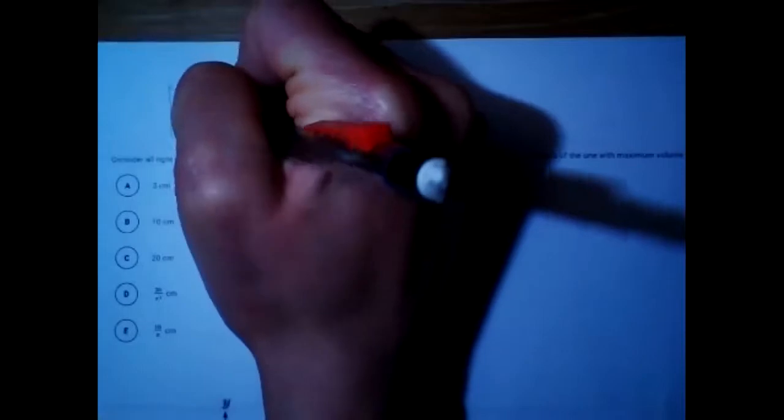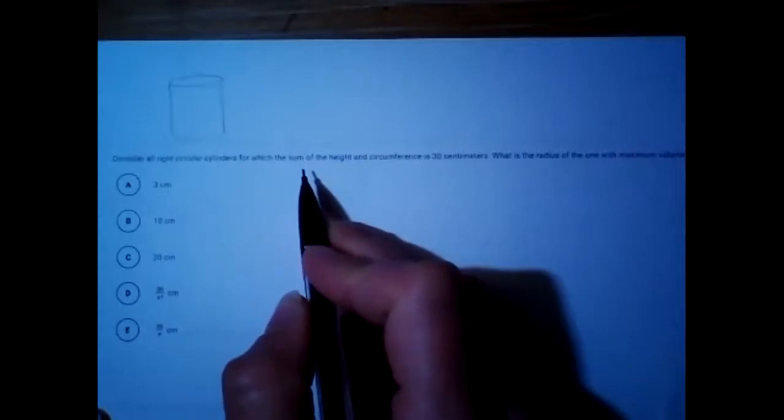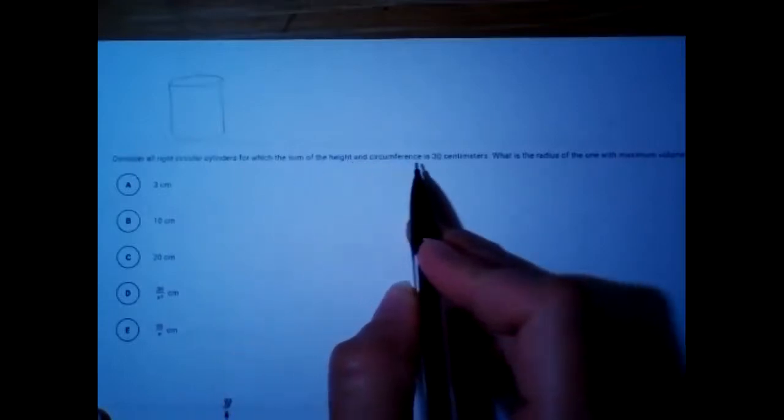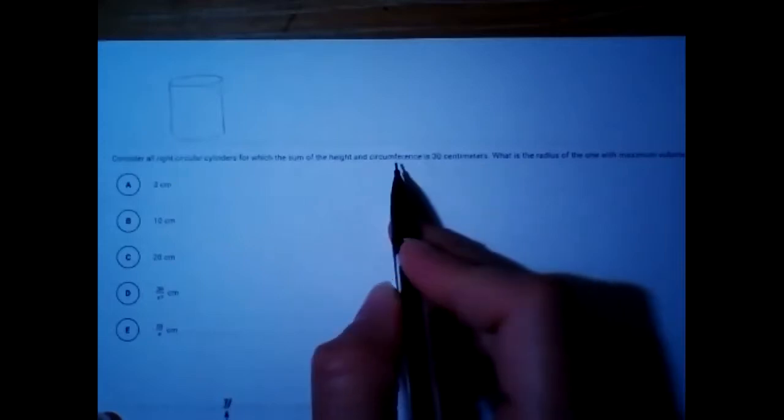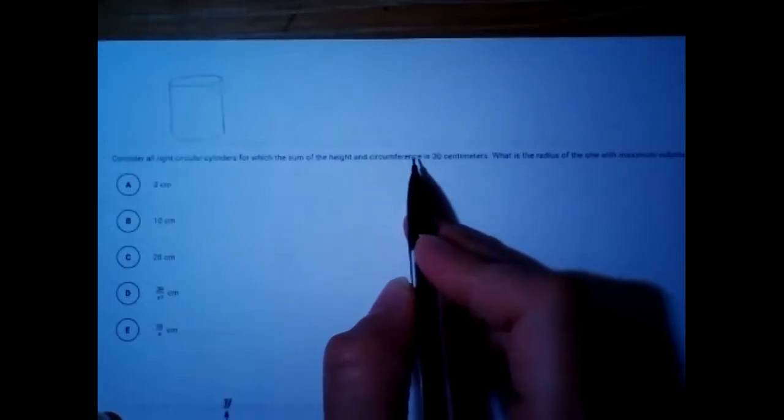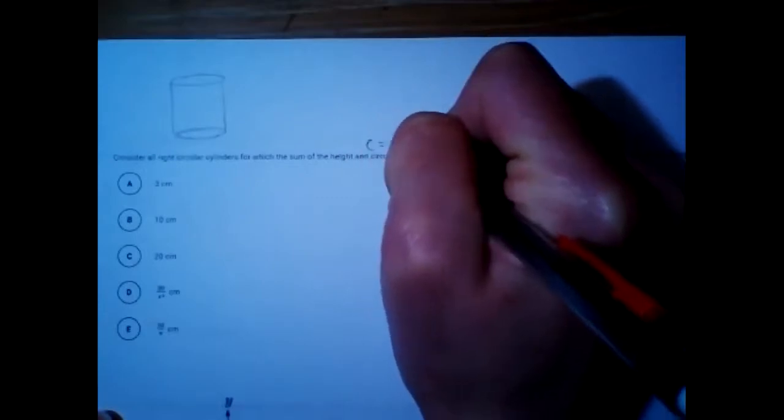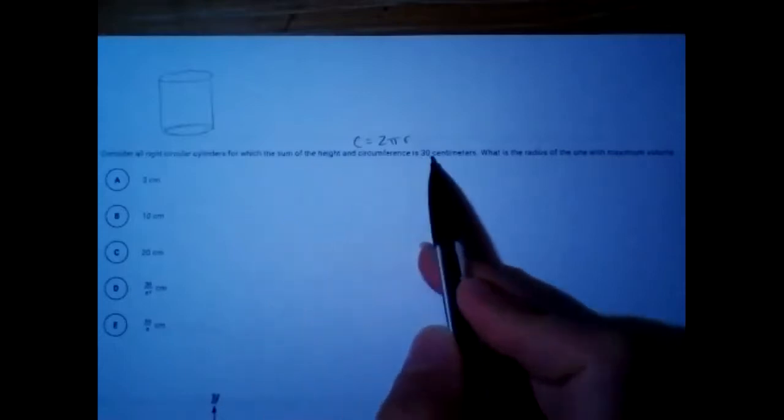So consider all right circular cylinders. Just to give you a visual, not that we're really going to need a picture here, but this is what a cylinder is when they say that, like a Campbell's soup can. It says the sum, so that means adding, of the height and the circumference is 30 centimeters. They don't give you the formula for circumference of a circle. That's this amount the whole way around. So circumference of a circle is 2 pi r, and they would expect you to know that one. Okay. So the sum of the height and the circumference is 30. What is the radius of a cylinder with maximum volume?